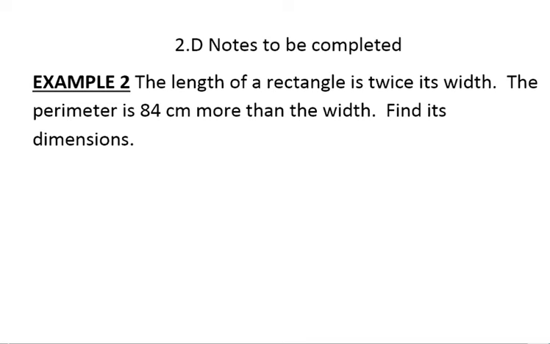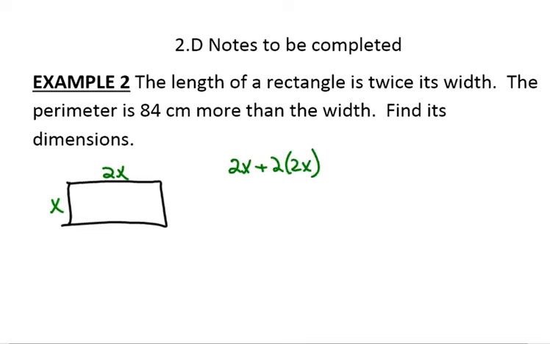All right, so examples here. Example 2, we have a rectangle. So I have a rectangle, and the length of the rectangle is twice the width. So if we let x be the width, then the length is 2x. The perimeter is 84, so we have 2 times the width plus 2 times 2x, which is the length, and it's going to be equal to 84. So that's one of the equations that we could do.